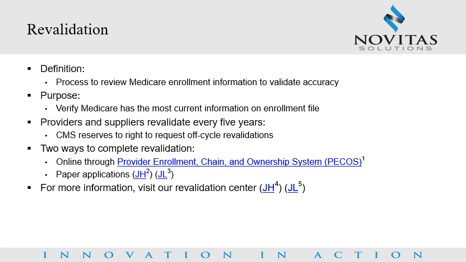The easiest option is to complete revalidation online through Provider Enrollment Chain and Ownership System, or PECOS. You can also complete the process via a paper application. For more revalidation information, visit our Revalidation Center.